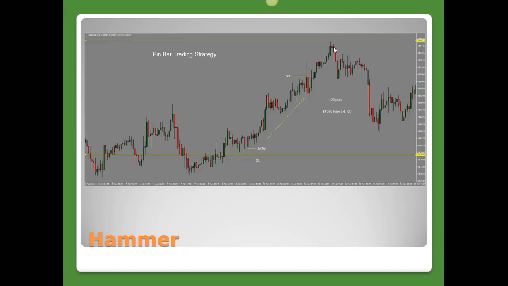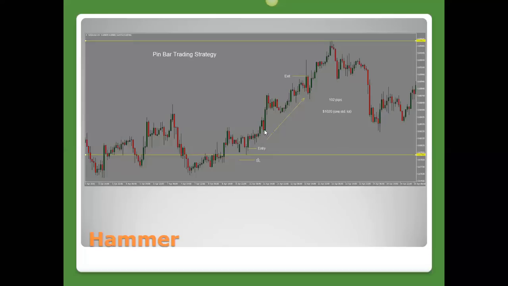So when the pin bar is at the top with the red body and a long wick to the upside, that is called a shooting star. So think of the shooting stars in the sky. You have a long tail and a small body. That's what it means. And then a hammer would be like the hammer that we use in our construction projects or projects around the house.